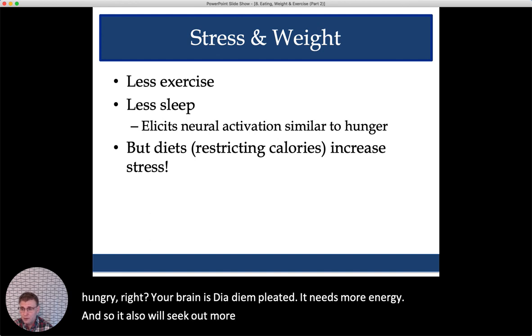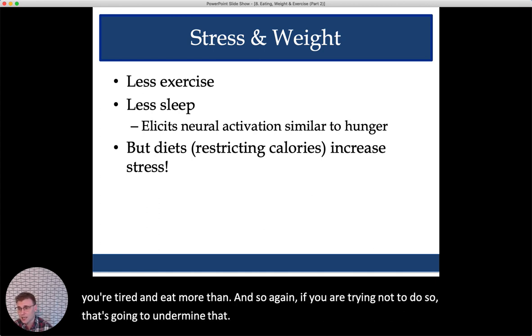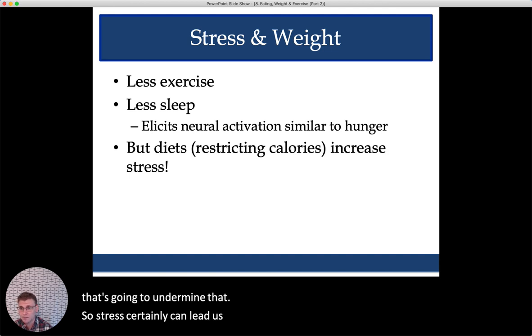So you may feel more hungry when you're tired and eat more then. And so again, if you are trying not to do so, that's going to undermine that. And so stress certainly can lead us to gain weight in that way.